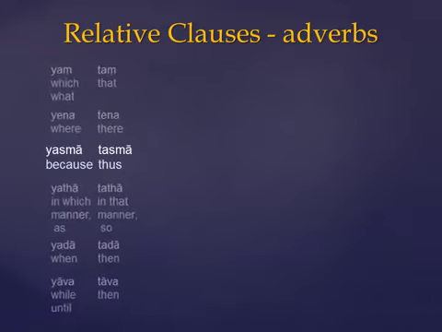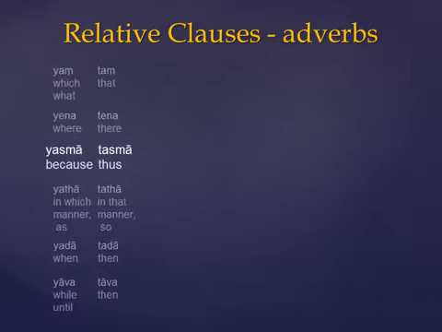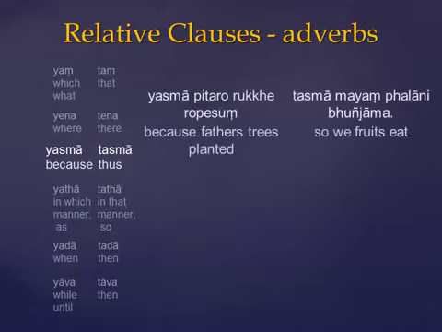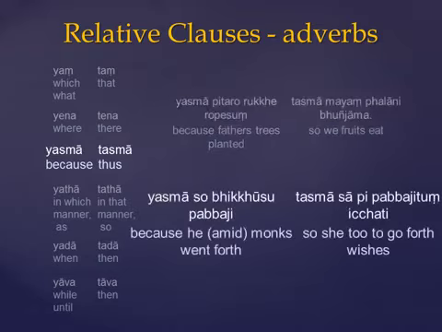Next, we have Yasma and Tasma, because and therefore. These operate pretty much how you would expect. Because fathers planted trees, so we fruits eat. Because he amid monks went forth, so she too to go forth wishes. These clauses require little in the way of rearranging.